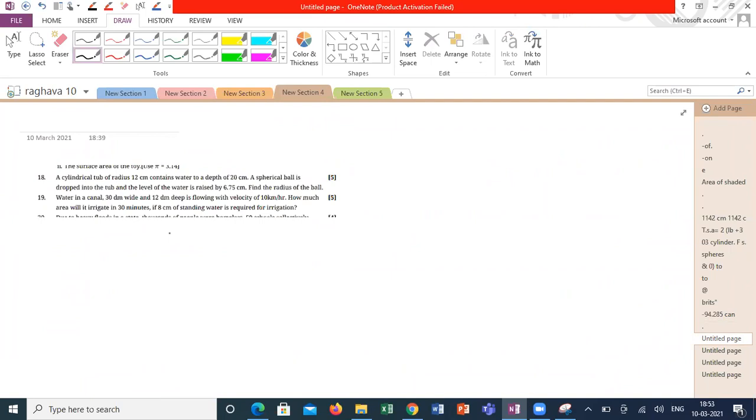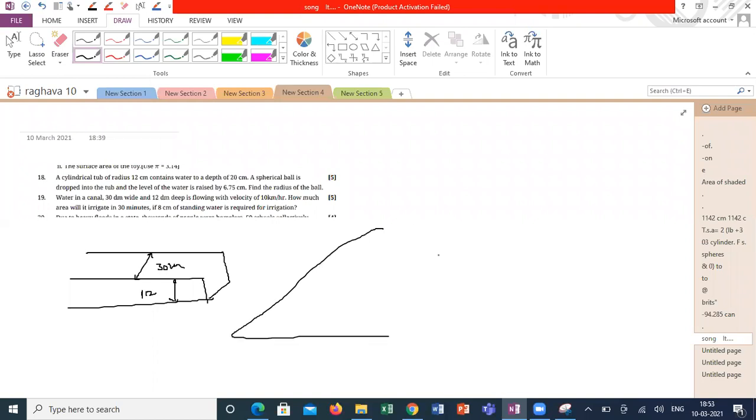There is a canal 30 meter wide and 12 meter deep. So this is the depth of the canal, 12 meter, and this is the width of the canal, 30 meter. It is irrigating a land, and in such a way the land will be filled with water, and the speed of the water is 10 kilometer per hour. How much area will it irrigate in 30 minutes? That is, in half an hour, how much area will it irrigate in such a way?